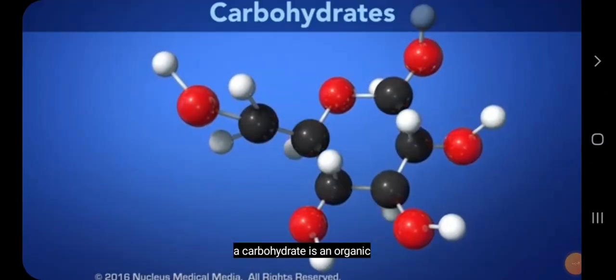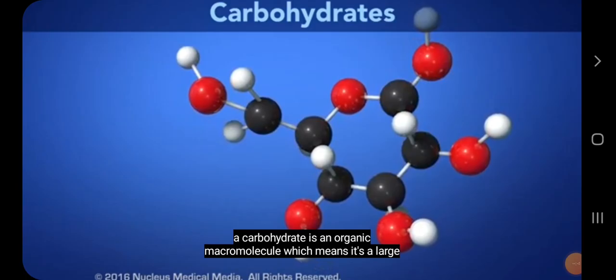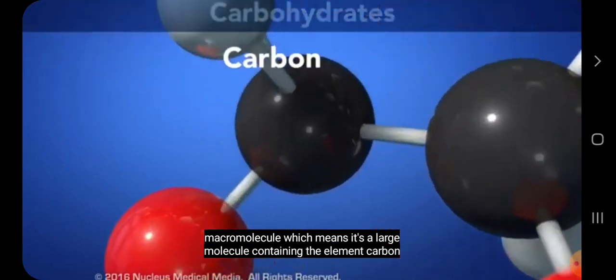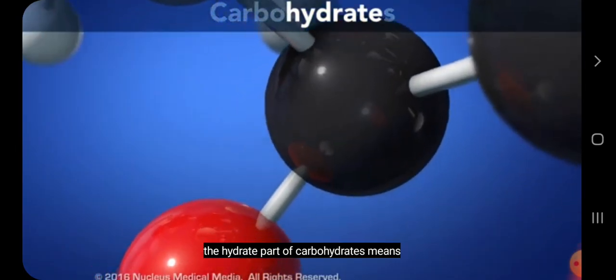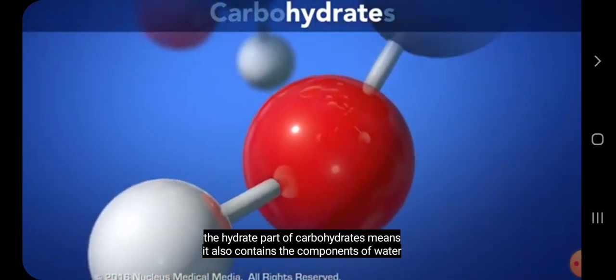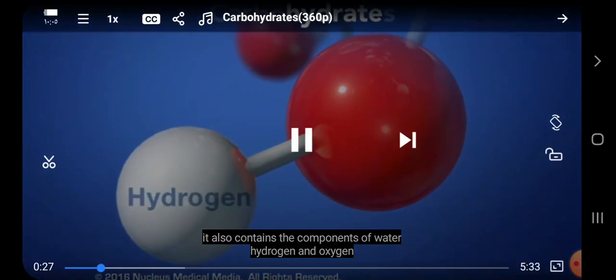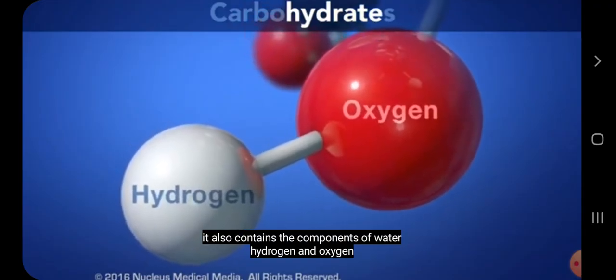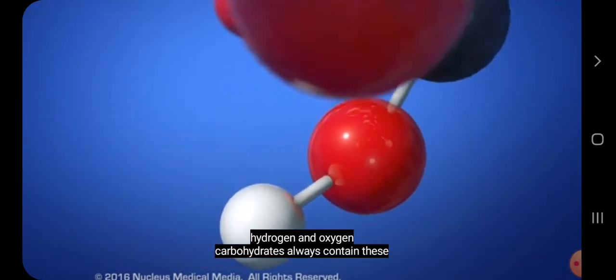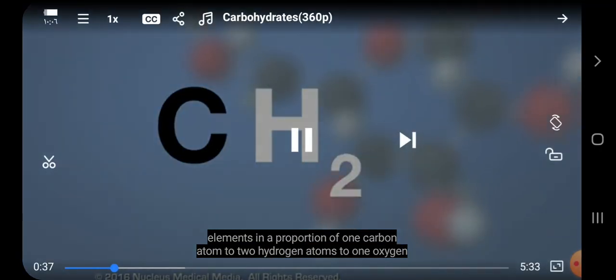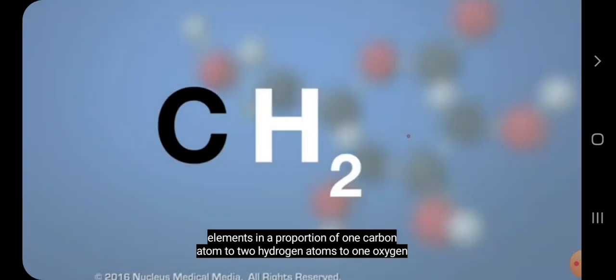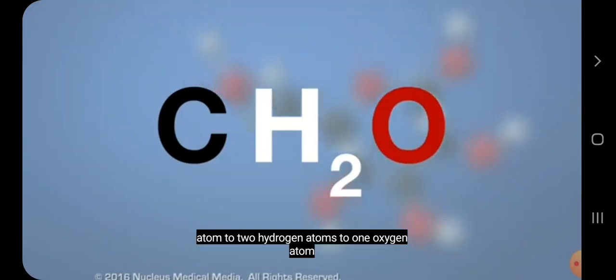A carbohydrate is an organic macromolecule, which means it's a large molecule containing the element carbon. The hydrate part of carbohydrates means it also contains the components of water, hydrogen and oxygen. Carbohydrates always contain these elements in a proportion of 1 carbon atom to 2 hydrogen atoms to 1 oxygen atom.